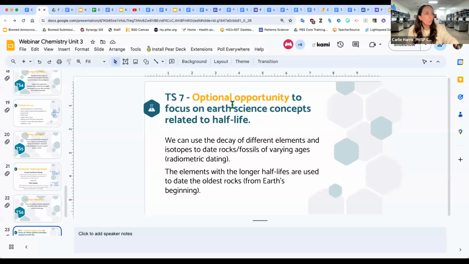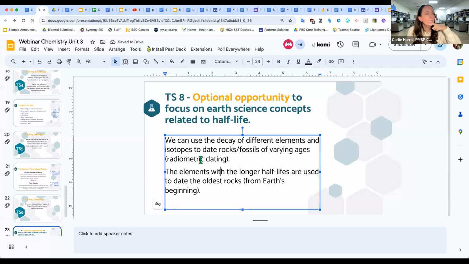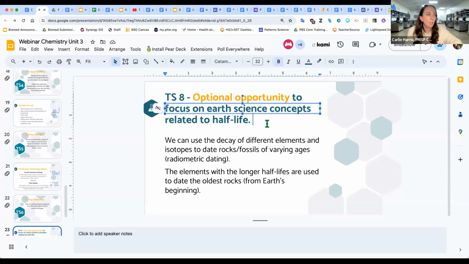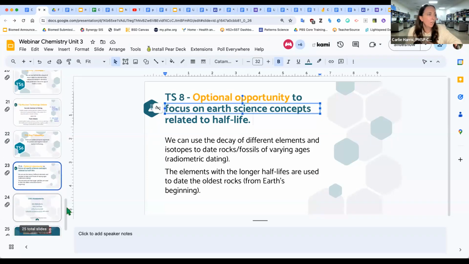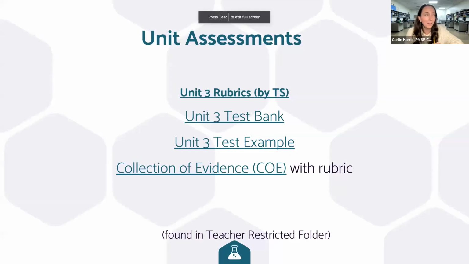There is an optional opportunity in task set 7. I think it's actually 8 that we've called it now, because I think 7 is the assessment. But this is one that focuses on earth science. Not a lot of schools have a strong focus on earth science, and this is a perfect little opportunity to get a little bit more in there related to radiometric dating. Okay, so that wraps up our unit, which is really awesome.